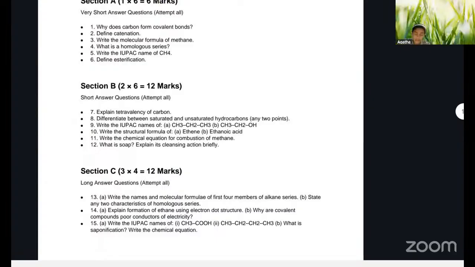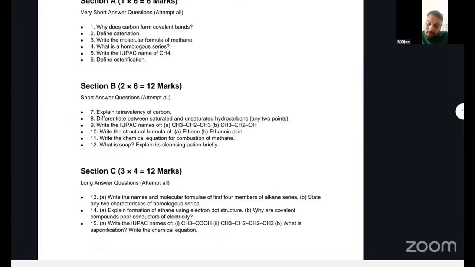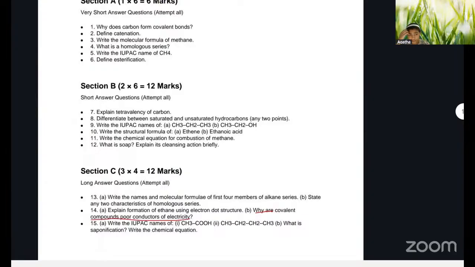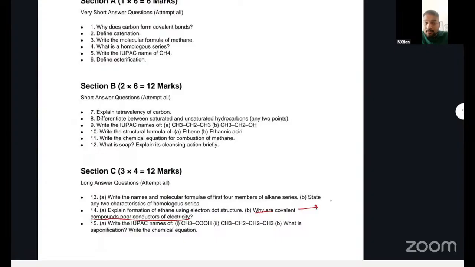Okay. So here, what should we write actually? Why are carbon compounds poor conductors of electricity? Because there's no free electron, or all electrons are taken, right? No, not about the electrons. I'm repeating again, it's not about the electrons. It's about the formation of ions.